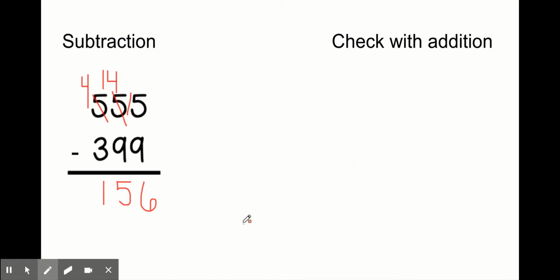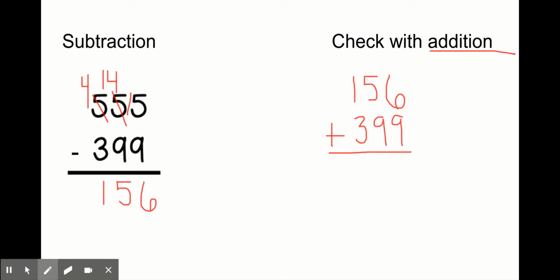Now, instead of subtracting to check, I'll add because we're using that opposite operation. 156 is one part. 399 is the other part. And what am I looking to find? I'm looking to find my whole. So in subtraction, when we started with the whole and subtracted a part, we found another part. But in addition, we add our 2 parts to find the whole. The whole in this case is 555. Let's see if we get there.